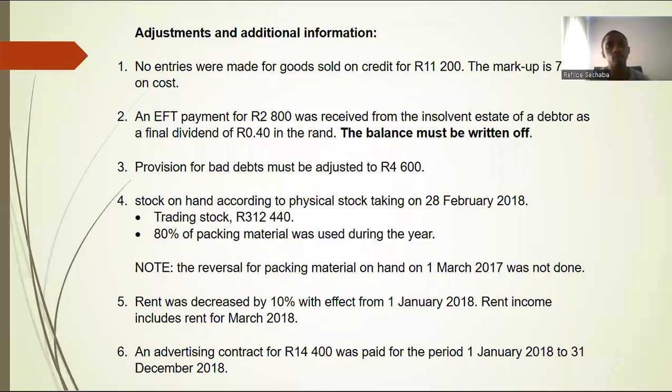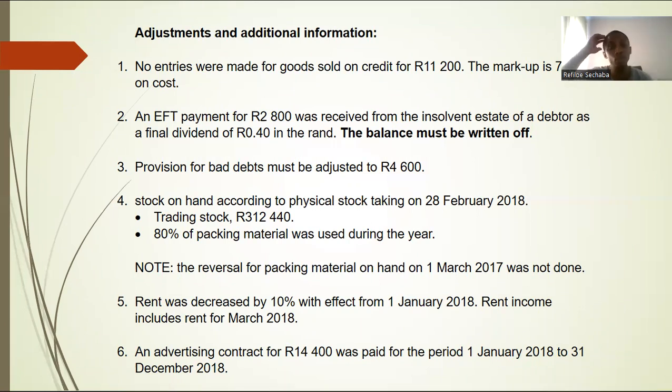All right. Let us move to the next item, which is about the advertising contract. They tell you that the advertising contract for 14,400 was paid for the period starting on 1st of January 2018 to the 31st of December 2018. So that is the 12 months from January to December. But the problem is that our financial year doesn't run from 1st of January until December. It runs from the 1st of March until 28th of Feb.